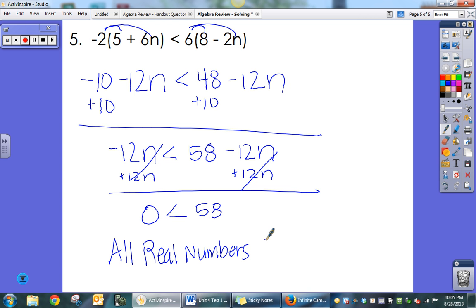We can also use the symbol for all real numbers, which is basically a capital R with an extra little line on it. And then to represent this on a number line, we would draw our number line and then just show that every number is included.